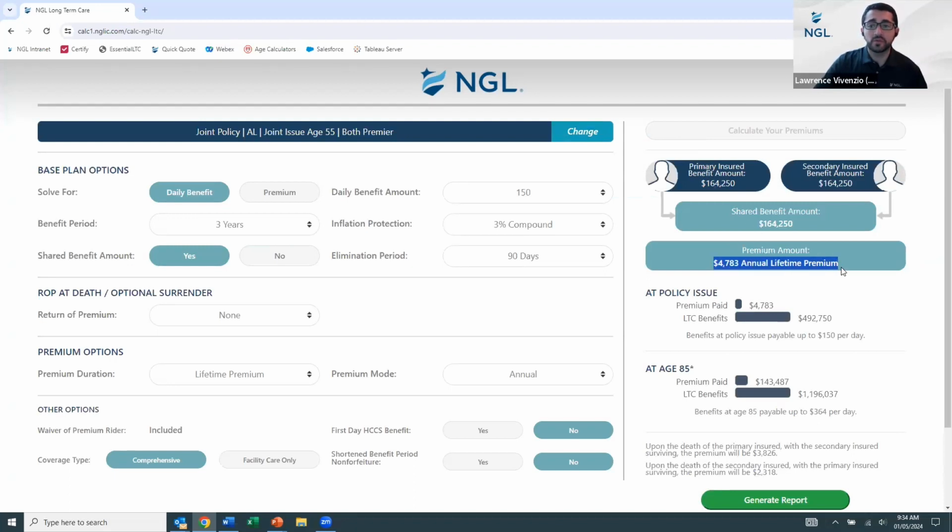So this couple, it's about $4,800 a year. This has inflation on it. So by the time this 55-year-old couple is 85, that's about a $1.2 million policy when you look at the total benefits. Well, you told me you could self-fund. Well, remember, that plan was $4,783 a year.